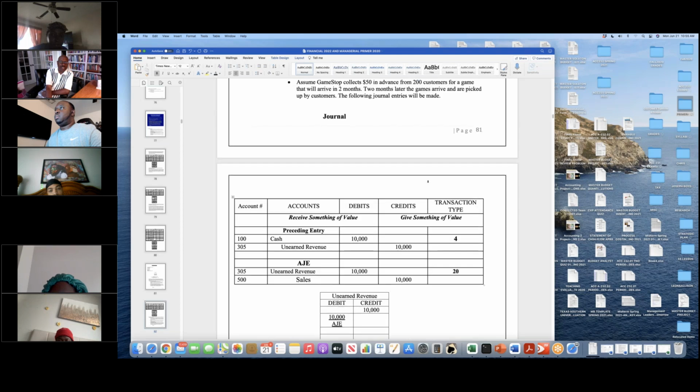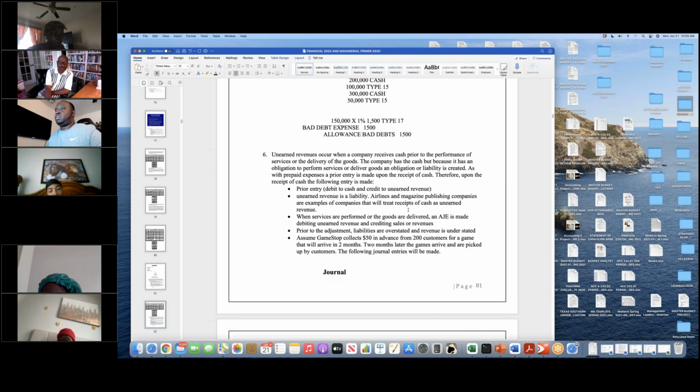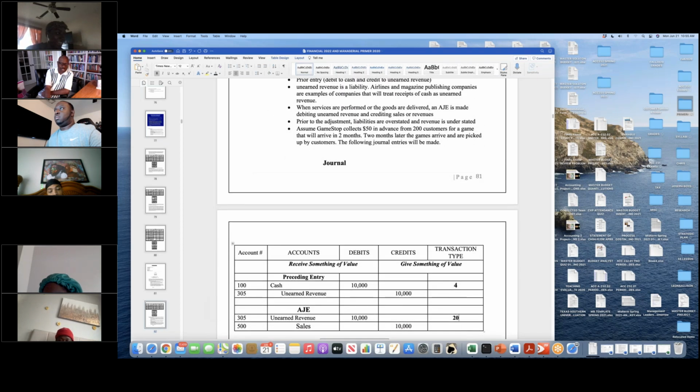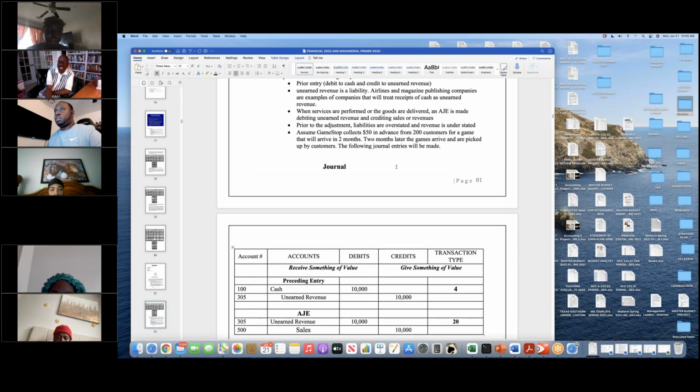I'm sure most people in here pay for things in advance. So debit cash, credit unearned revenue. And then when the goods are delivered, we debit the unearned revenue and credit sales. Everybody make that entry? All right. Don't worry, you will be assigned one for tomorrow. There are 10-point adjusting entries you will make tomorrow once I get them assigned to you.